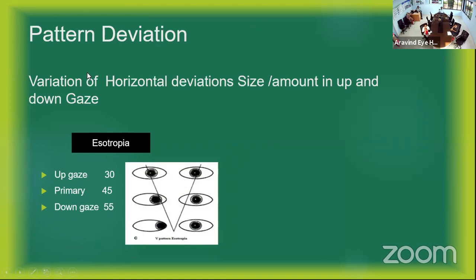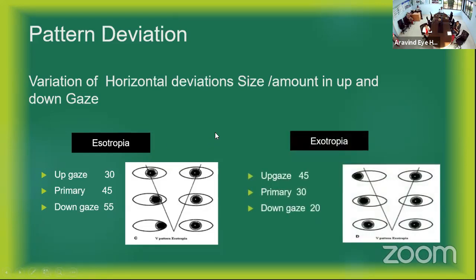Now another important feature associated with horizontal deviation is pattern deviation. It is a variation in the horizontal deviation size or amount in the up and down gaze. For example, this is an esotropic patient with V esotropia. You see that in primary gaze, there is esotropia. It becomes more in down gaze. You see 45 prisms becomes 50 prisms. And when the child looks up, it becomes less. So this is a V esotropia.